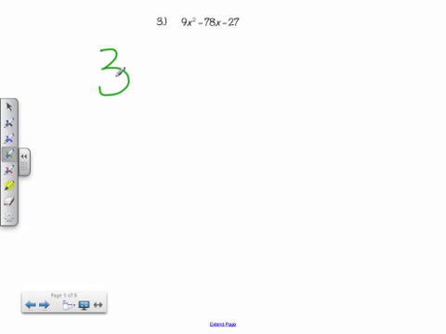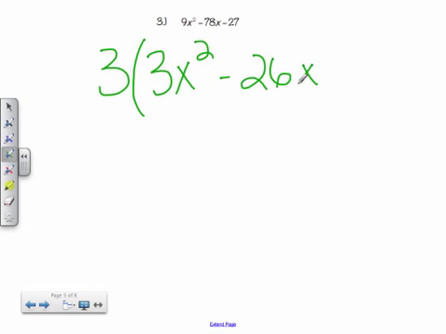And then I'm going to look at my variables. I've got x squared, x, and there's no x here. And remember, the C in GCF stands for common. There's no x in common, so I can't include an x in my GCF. So I'm going to divide each term by 3, and I will end up getting 3x squared minus 26x minus 9.